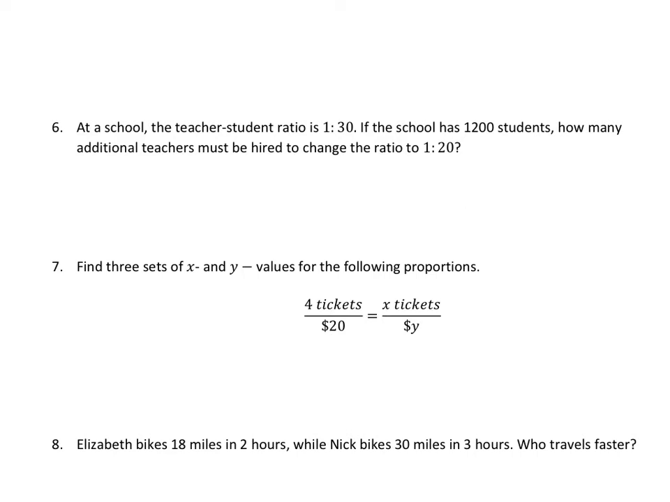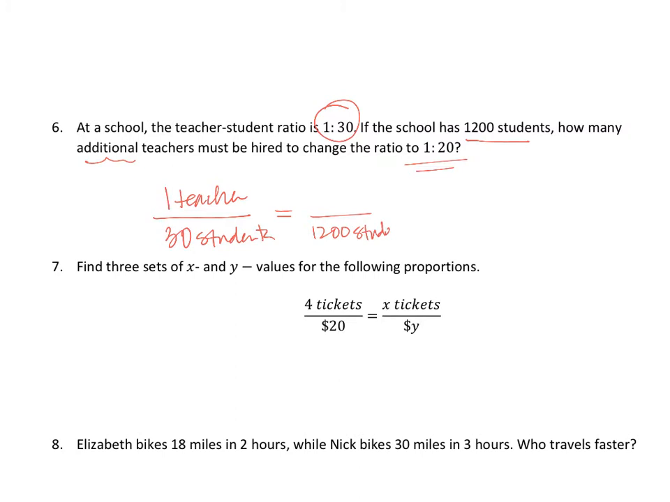Okay, we're going to go back to number 6. So at a school, the teacher-student ratio is 1 to 30. If the school has 1,200 students, how many additional teachers must be hired to change that ratio to 1 to 20? Oh, that would be nice. So we know that there is 1 teacher right now for every 30 students. So if they have 1,200 students, we could actually figure out how many teachers they currently have, because then we want to find out how many more they need to add.